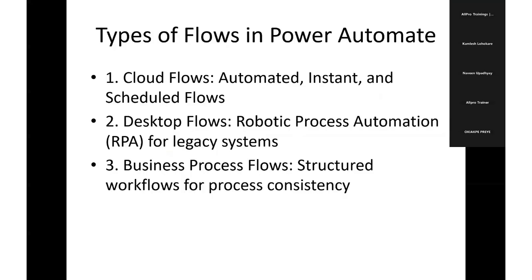Coming to the types of Power Automate, we have three different types of flows. One is cloud flows, then desktop flows, which is through RPA, robotic process automation. Then business process flows, which are structured workflows for process consistency. Currently we are using business process flows for Power Automate.